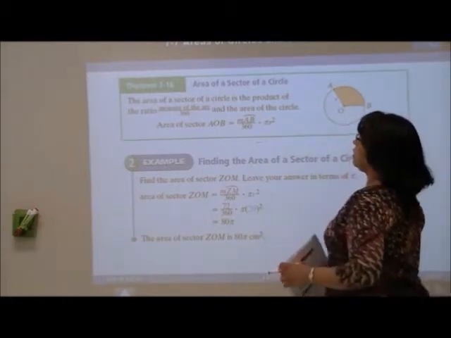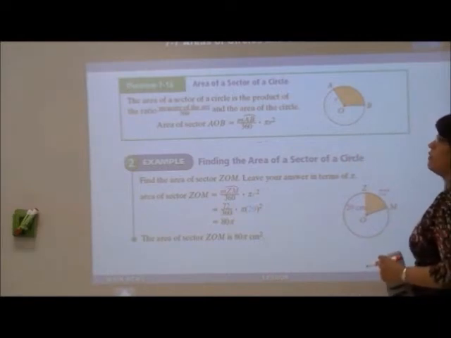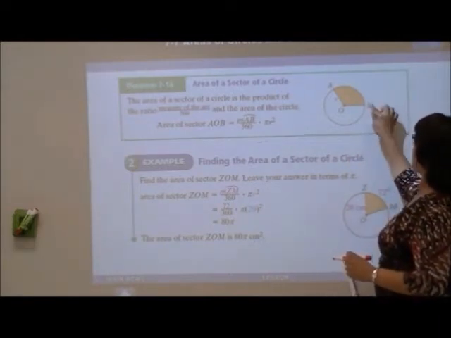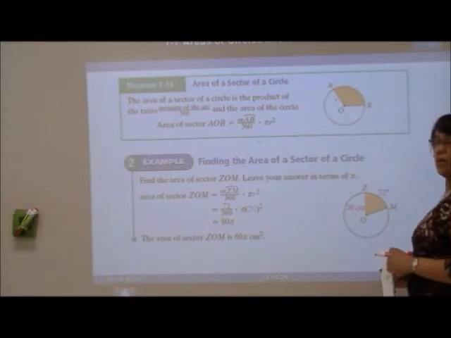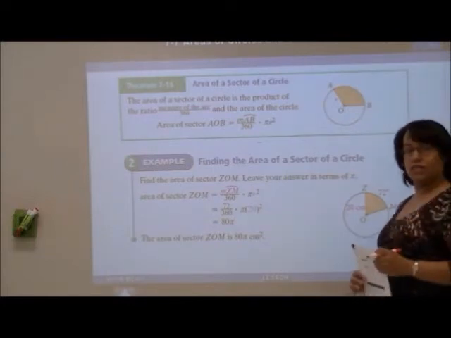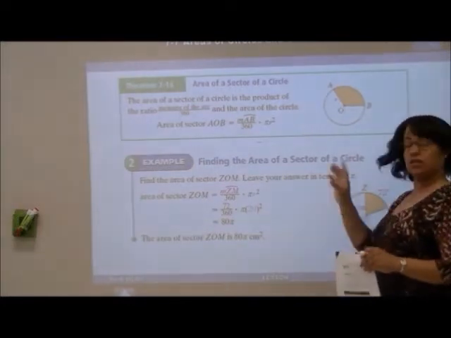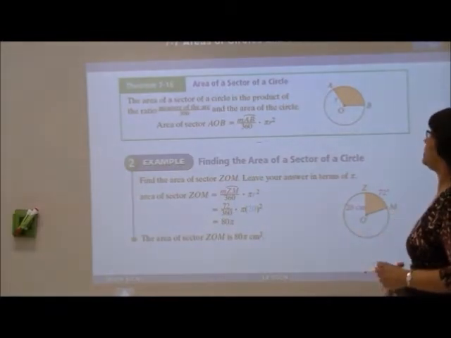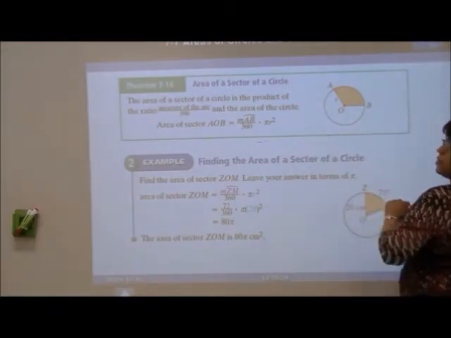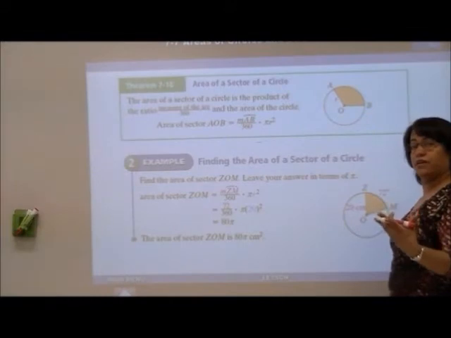The area of a sector of a circle is the product of the ratio measure of the arc, whatever this is, divided by 360. Remember, how can we use 360? Because there are 360 degrees in a circle, good. Times pi r squared, because the area of a circle is pi r squared.